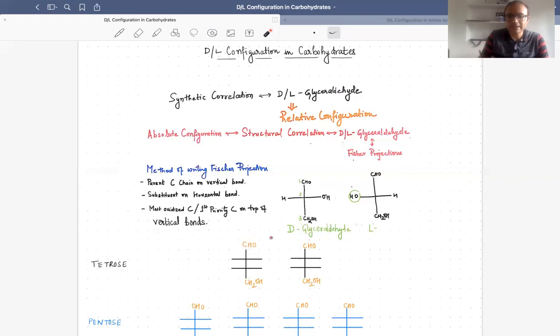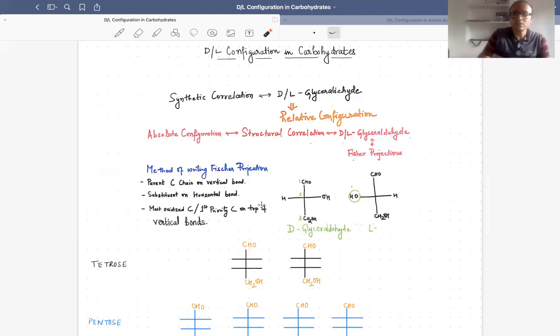So if you compare the Tetrose with glyceraldehyde, the basic structural correlation is the same. You have the aldehyde, and below you have the CH2OH. Similarly here you have the CHO and the CH2OH. So this is the higher version of the aldose. Now the difference would be coming in these chiral centers, so that is what we are going to understand.